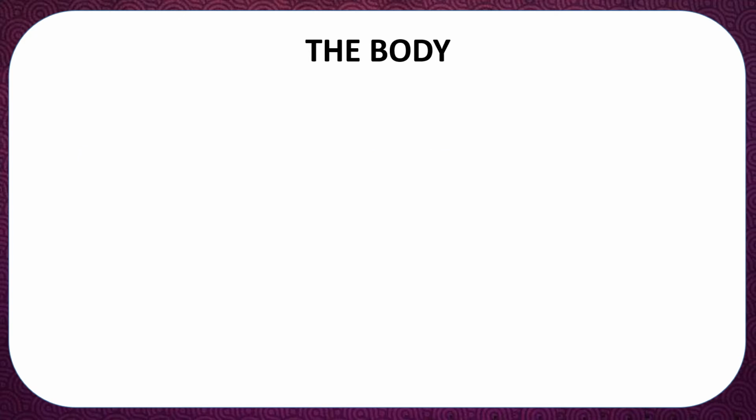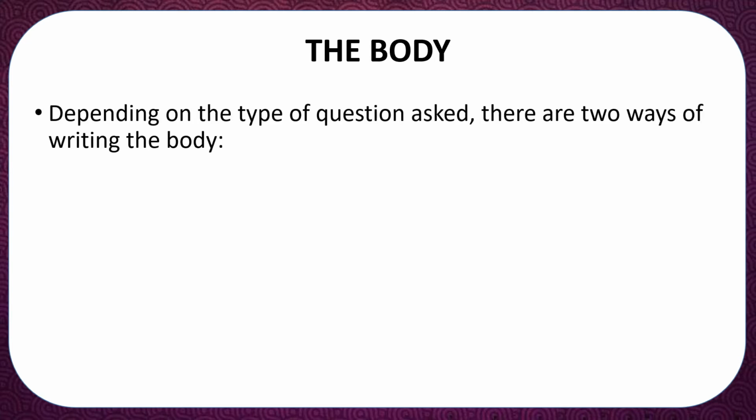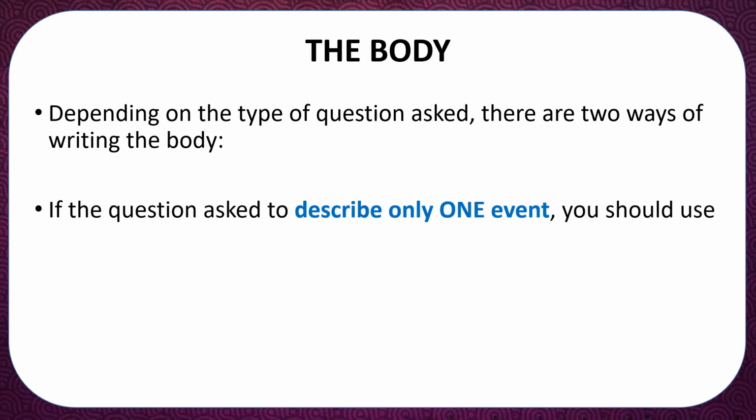I said earlier that the body is a tricky part to write because, depending on the type of question asked, there are two ways of writing the body. Basically, there are two ways to approach the answer. How? If the question asks to describe only one event, like the first example earlier, you should use strategy 1, which is to write separate paragraphs.